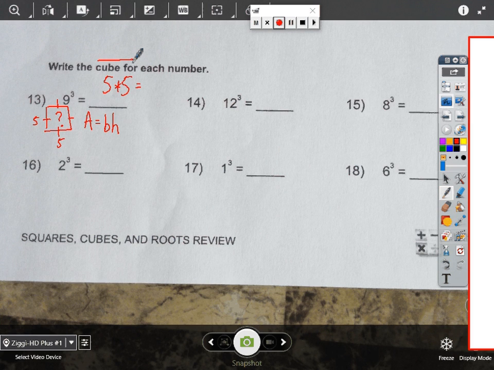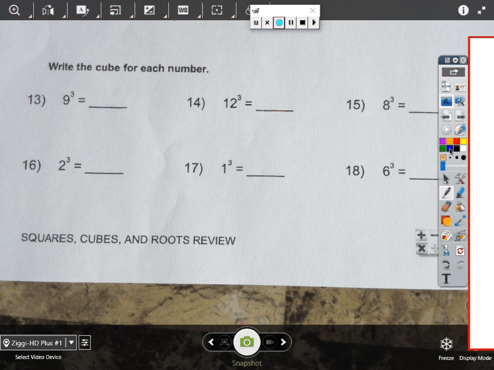So let me clear my work from up above. And we're looking for the cube of each number. Well, cubes we know are 3-dimensional. Put on those 3D glasses, right? Like the goggles at the movie theater? All right. So if I'm picturing 9 to the 3rd power, I'm not just picturing a square. I'm picturing a cube. So you don't have to draw this out, but if it helps you to visualize, it's not a bad idea. Well, how long is each side?